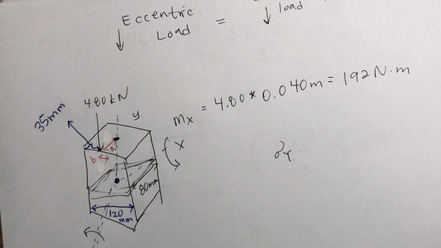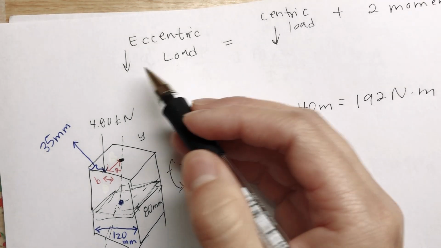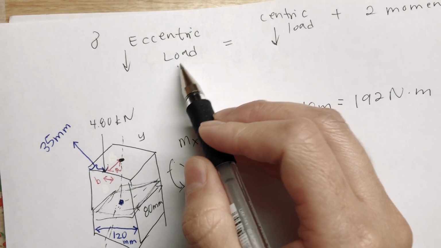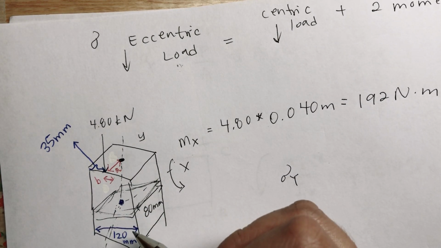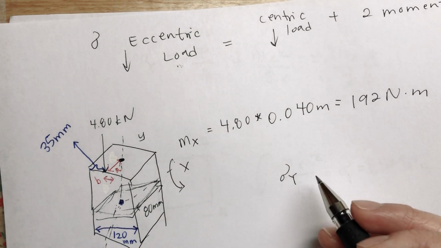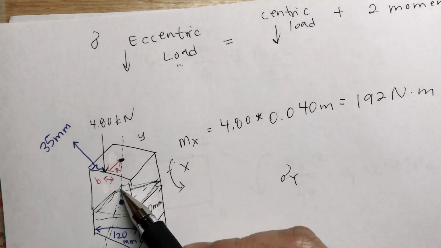Okay, so the goal of what we're doing is to find the stress that this eccentric load is causing at section A, B, C, D. That is our goal. The stress that this eccentric load is causing on section A, B, C, D.